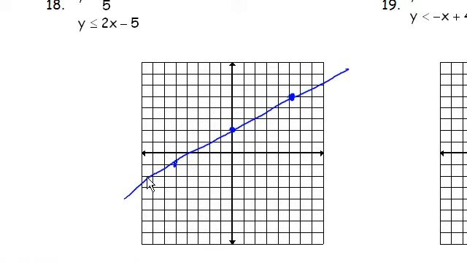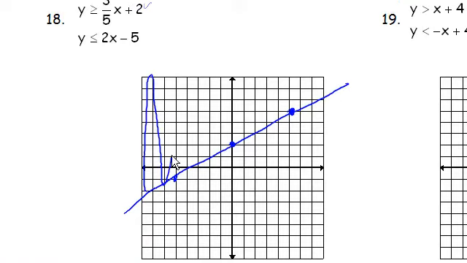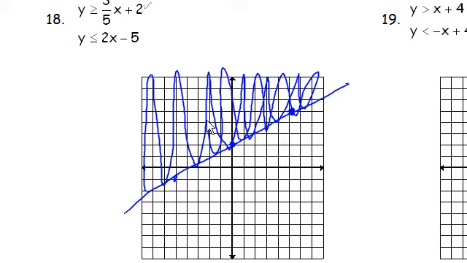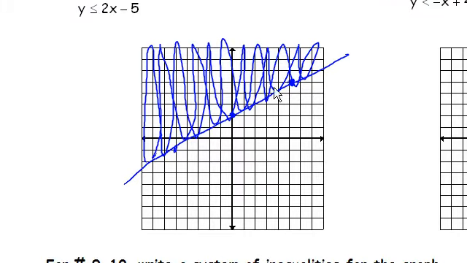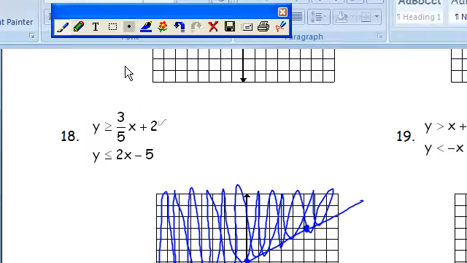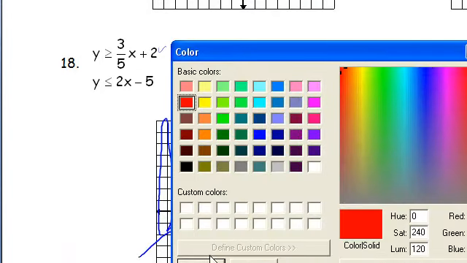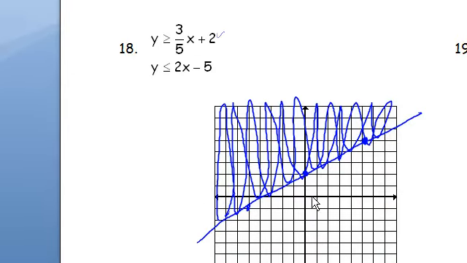Looks like that, and we shade above it. Don't go overboard when you do the shading. Just let me know, because the goal here is to see that this is a solid line and that you knew to shade above it. And then I will graph this other equation. Y is less than 2x minus 5.